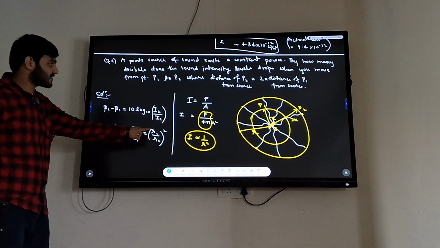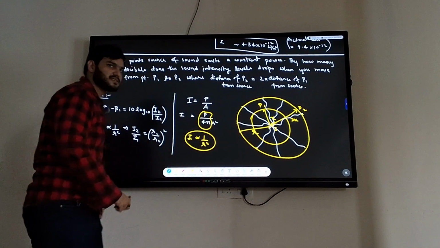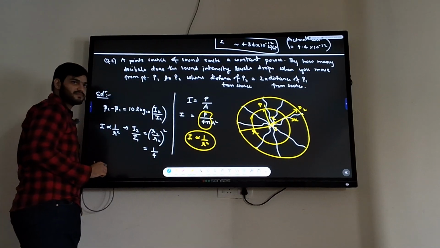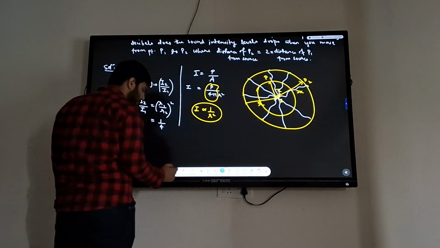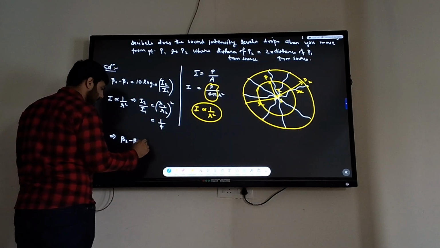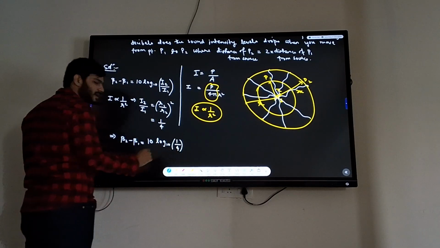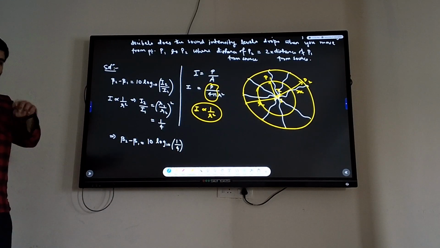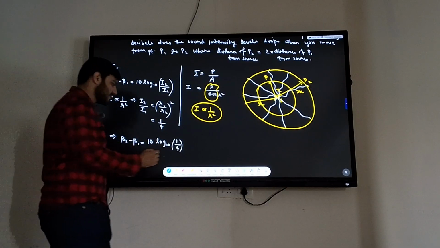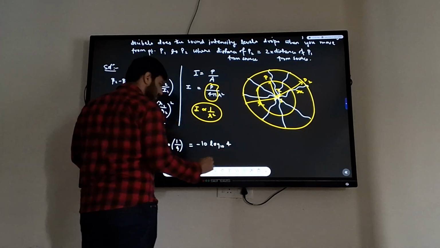And what is the distance of r1? That's x. What about there? That's 2x. So that becomes 1 by 4, क्या? Please check. Yes? Then what is the beta 2 minus beta 1? 10 log to the base 10, 1 by 4. अच्छा, log की property क्या पता है? Log of a by b is minus of log of b by a. You know this? So this becomes minus 10 log to the base 10, 4.